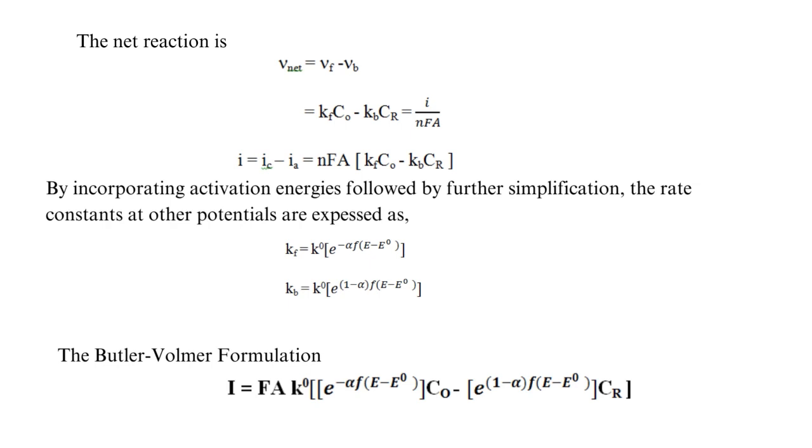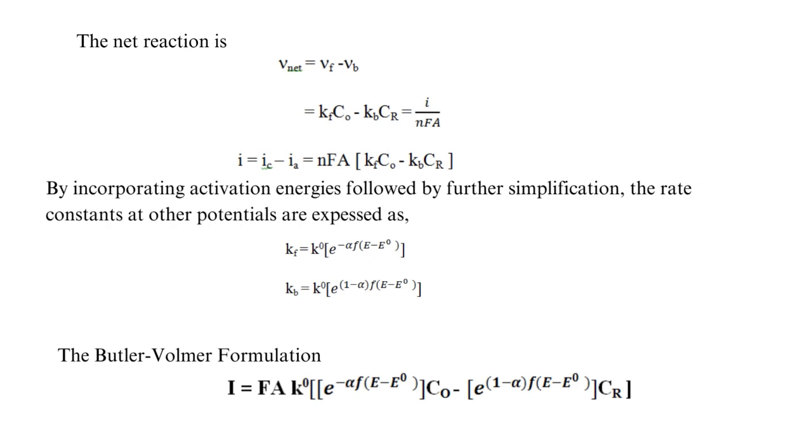It is a very big derivation, and in the end, through simplification, we get the current i equals F times A times k0 into [e raised to minus alpha F (E minus E0) C_O minus e raised to (1 minus alpha) F (E minus E0) C_R], where alpha is the transfer coefficient. This equation is known as the Butler-Volmer equation, and it is a very important factor in studying water splitting reactions.